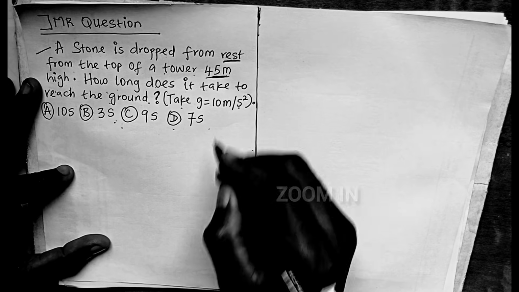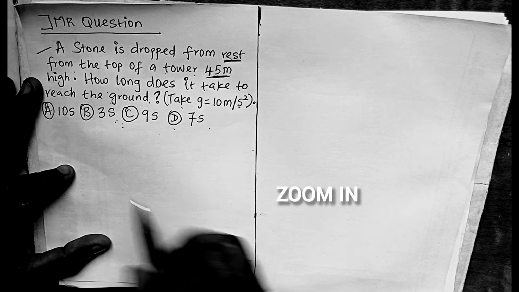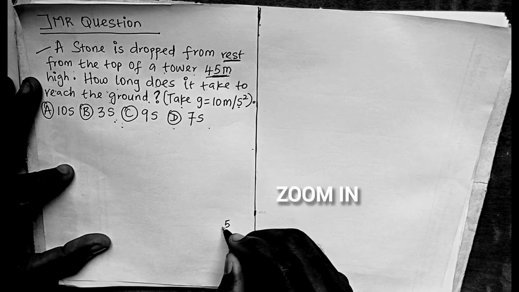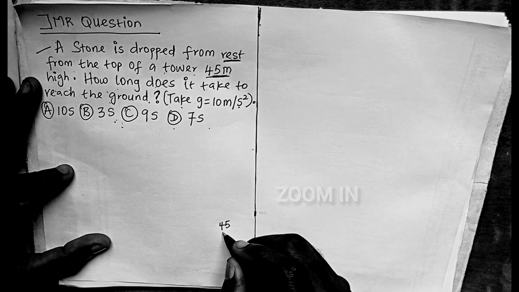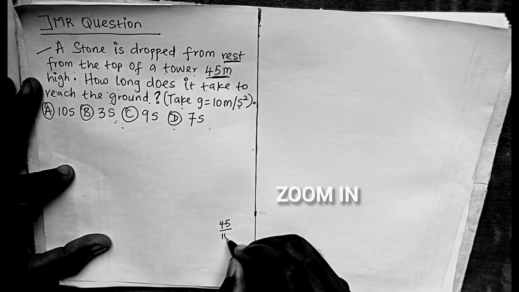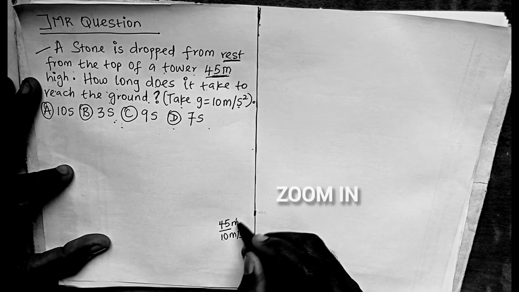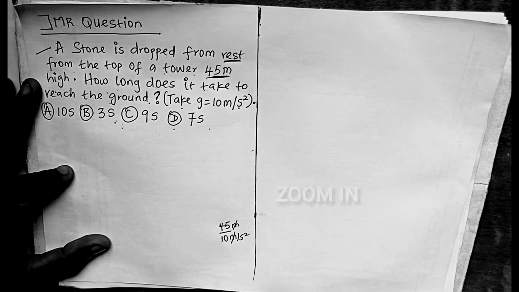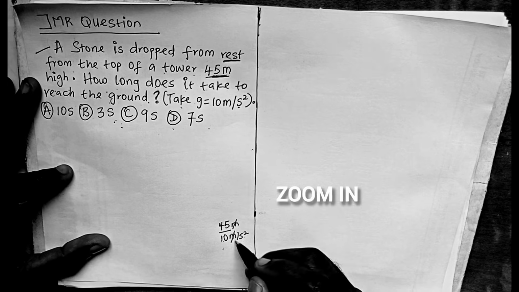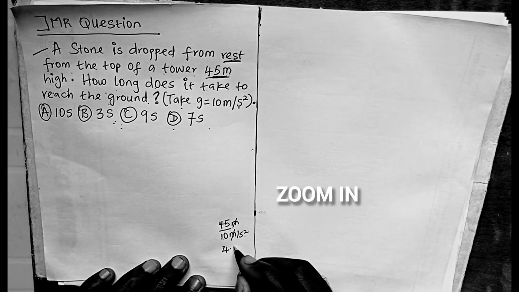All right, since the answer is represented in seconds, we have 45 meters here. We are now going to do 45 over 10, meters per second squared. This one is meters, so this cancels this. 45 divided by 10 is what? Remember, we want to arrive at seconds. We are going to get 4.5 something.